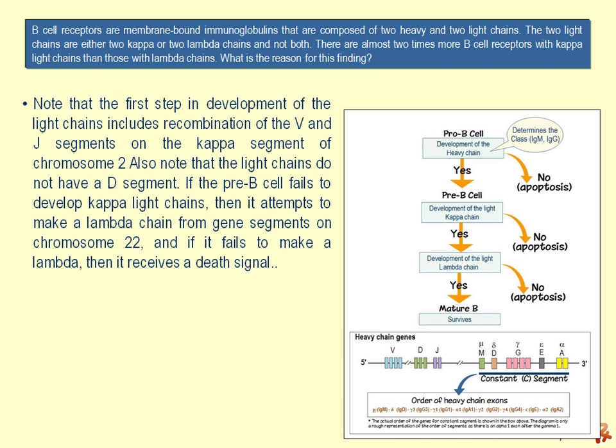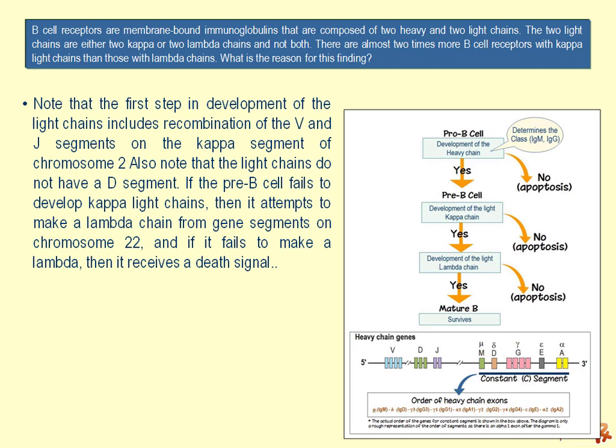Now let's go back and look at the light chains. I want you to know that the first step in development of light chains includes recombination of the V and J on the kappa segment of chromosome 2. Also note that light chains do not have a D segment, as I said before.